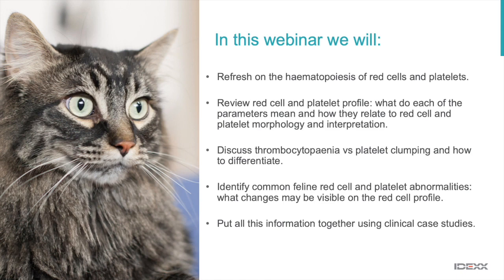We're going to talk about platelets and platelet clumping and how that interferes with our real appreciation of the numbers of platelets that play a pretty critical role. So we'll spend a little time there. Then I'm going to make a quick list of some of the more common feline red cell and platelet abnormalities we see day in, day out in the practice. We're going to try to put all this information together with a few cases at the end.